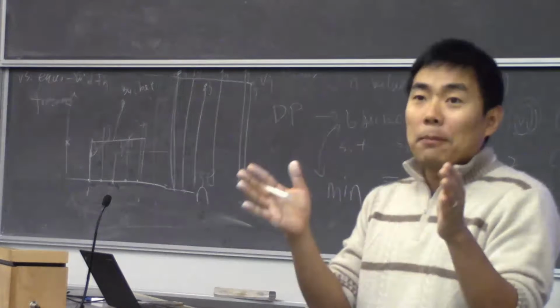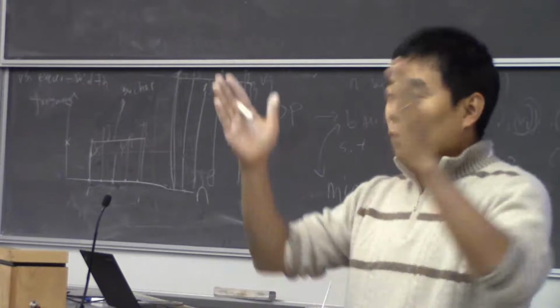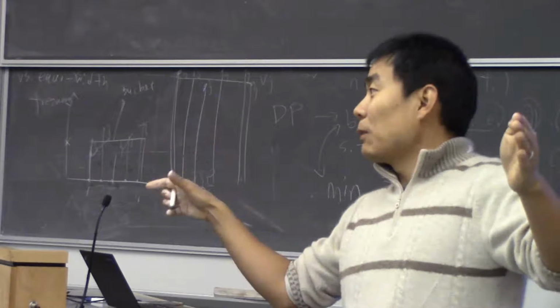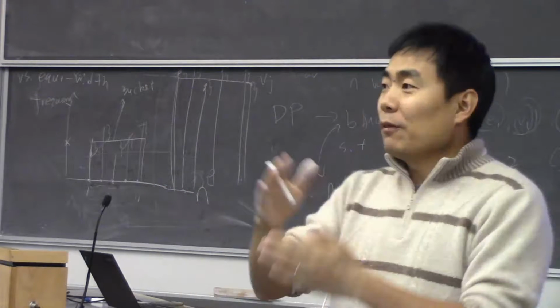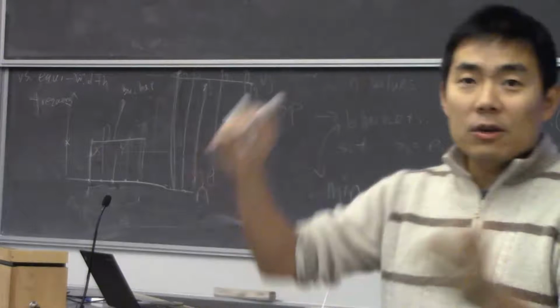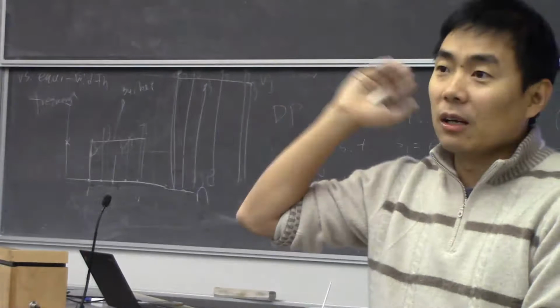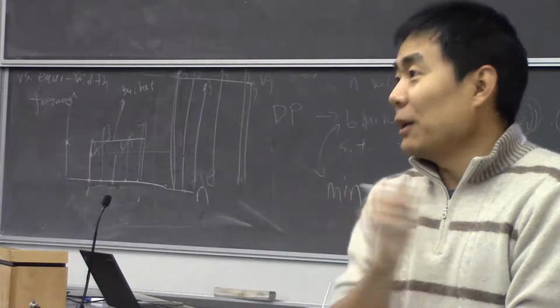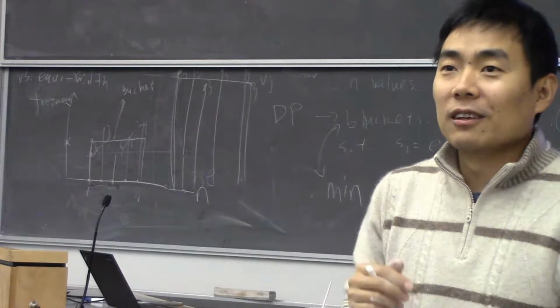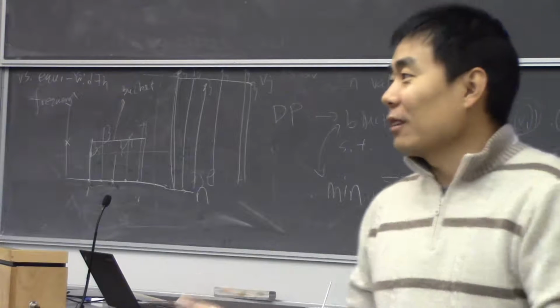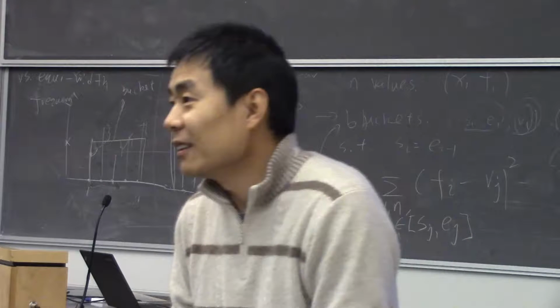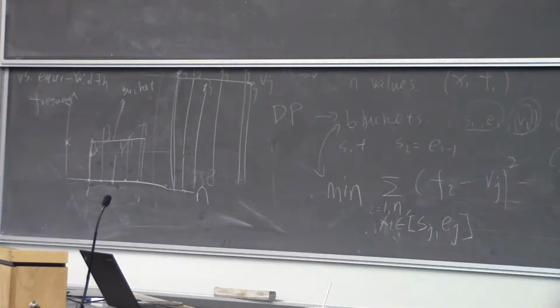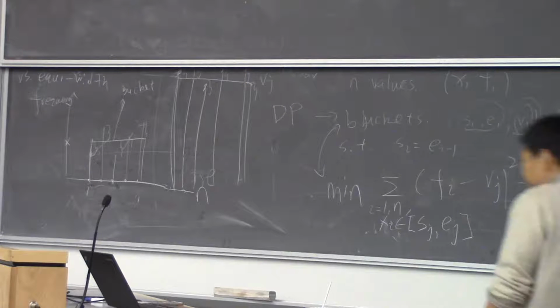And for each step, you use the optimal B minus 1 buckets for the first part, and only a single bucket for the remaining one. So from B minus 1 to B, you need n steps. You need n cost. And basically, 1 bucket is trivial. So that's a DP. That's a simple DP formulation. Okay, so you use DP to solve this. That's what we call a histogram.